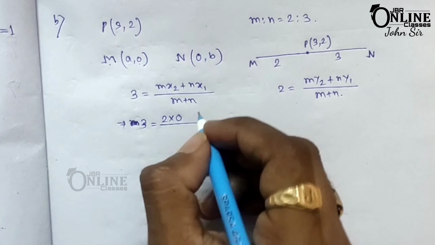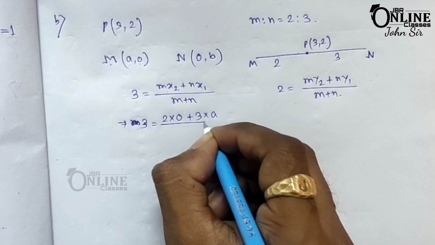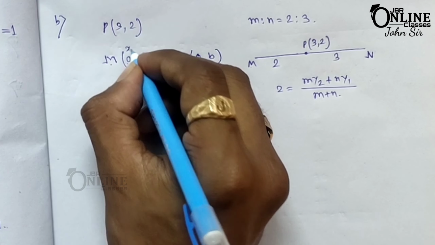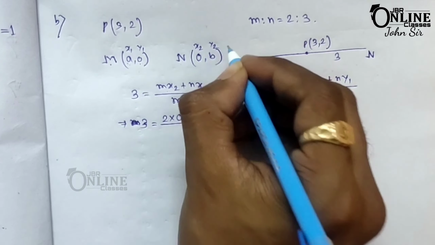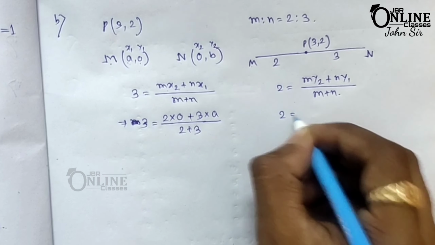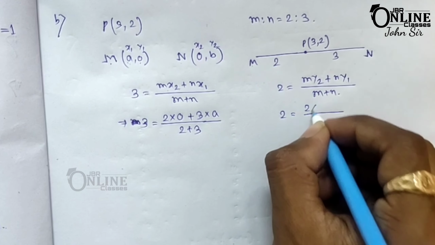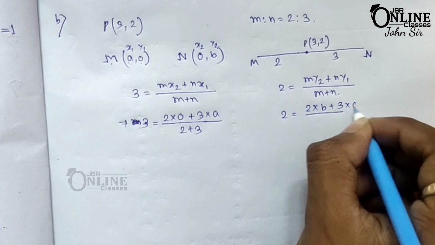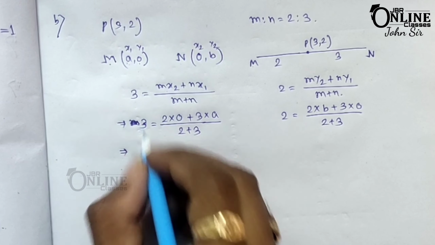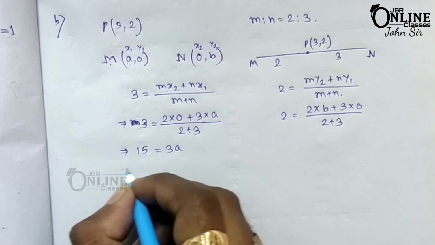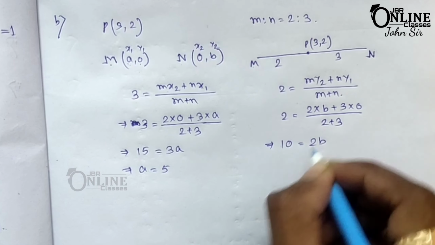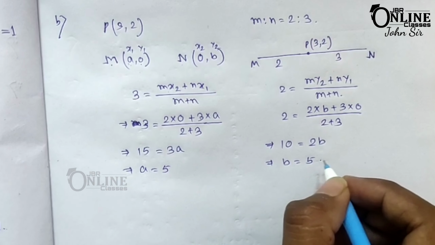So 2 into 0 plus 3 into a, n equal to 3, and x1 equal to that one, so this one x1 y1, this one x2 y2. Okay, and here m plus n, so 2 plus 3. There also 2 equal to 2 into b plus 3 into 0 divided by 2 plus 3. So from that equation, 5 into 3 is 15, 15 equal to 3a, so a equal to 5, and from that 10 equal to 2b, so b equal to also 5.